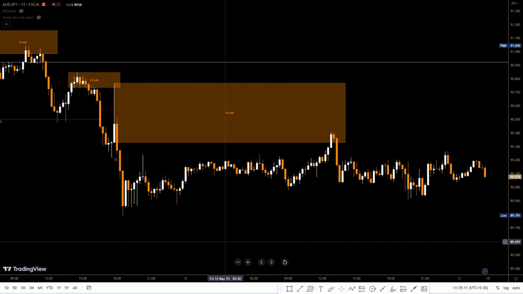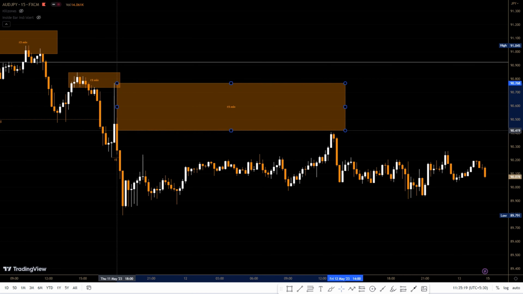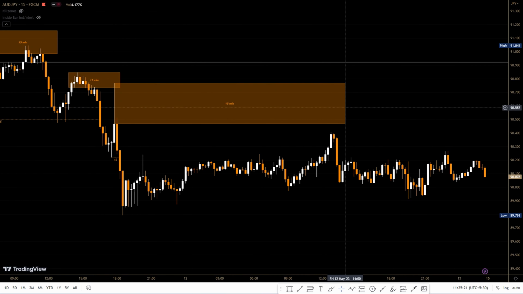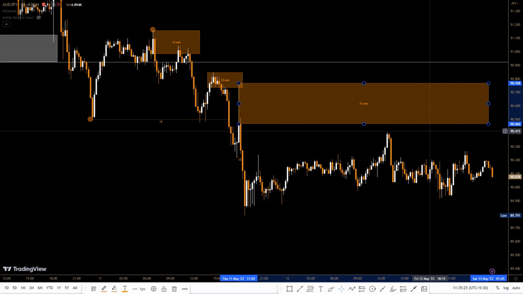We discussed in the last lecture that if the wick is relatively too large, then you can modify this supply zone up to this wick, right? So price still did not touch this wick at this point.